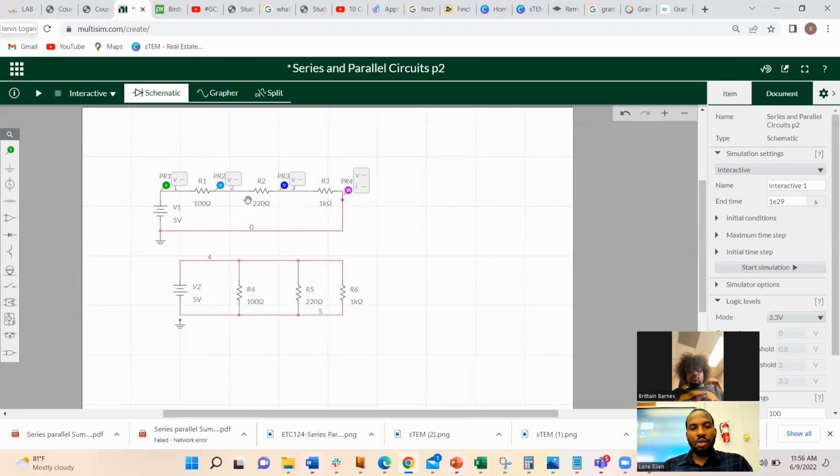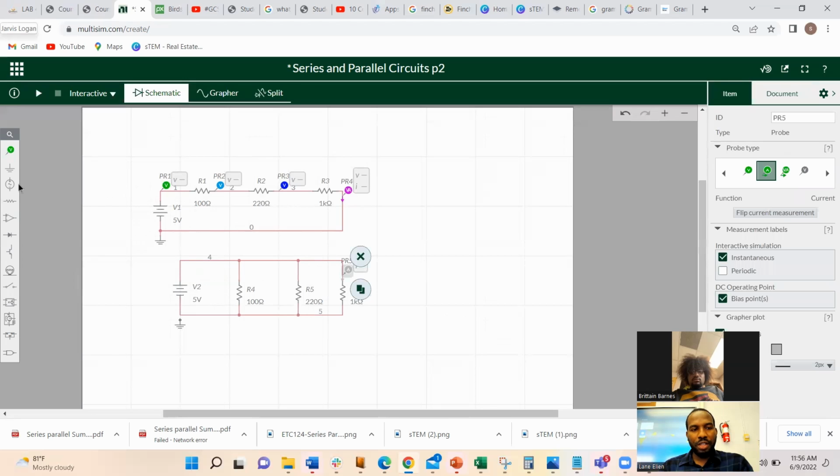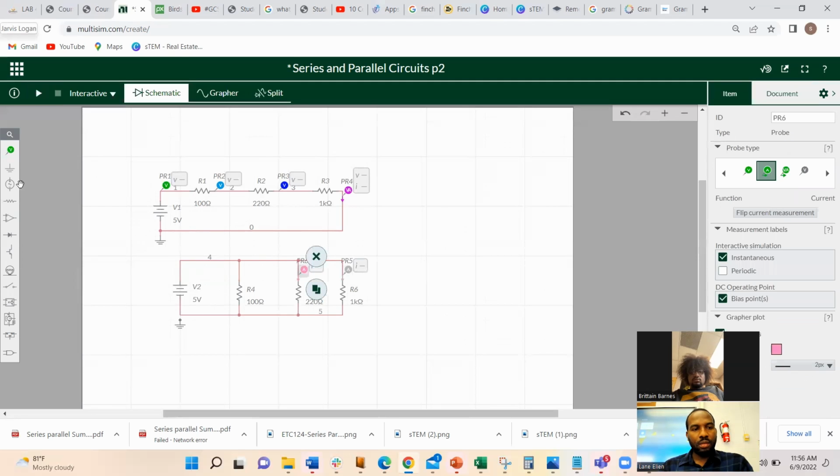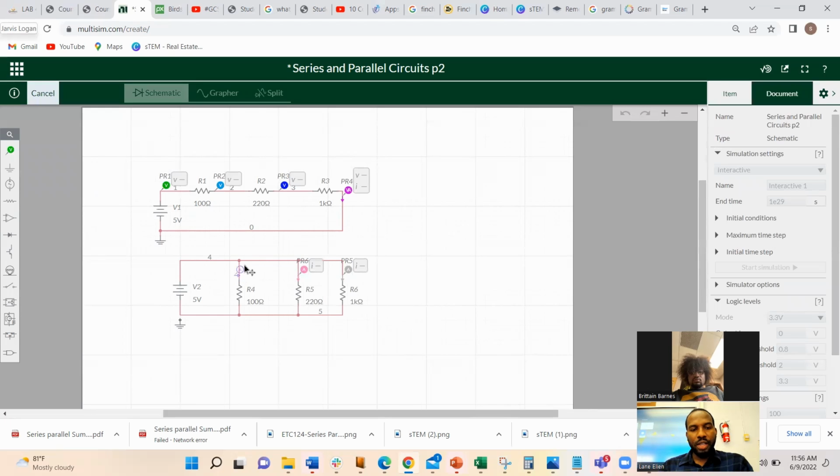So for this circuit, we need to measure the current in each branch. So I'll go here on the instrument here and get the current. And we're going to measure the current flowing for each resistor. Okay, when we run the simulation, all the results are going to appear on the screen. And of course, you can definitely copy that so you can put it in your lab report.